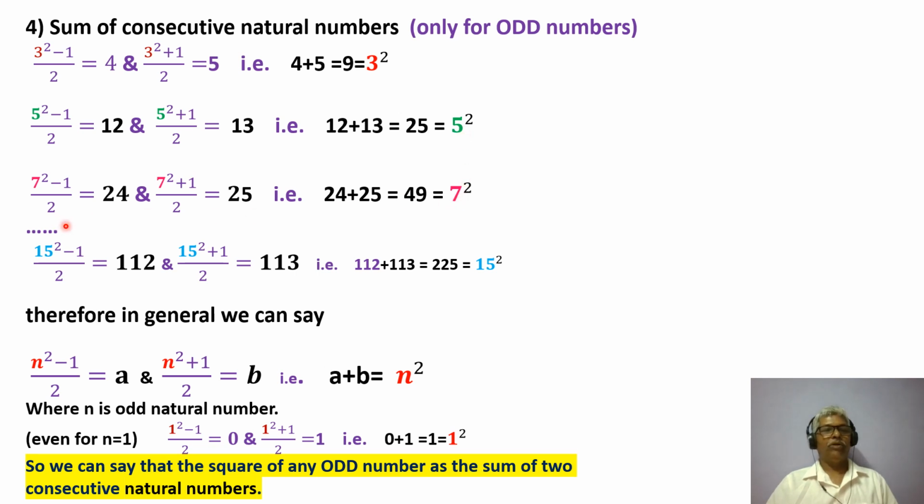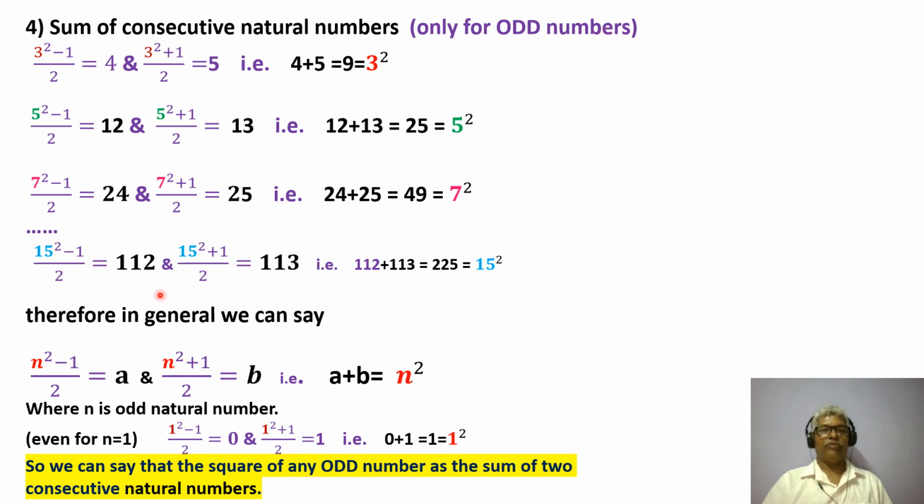For 7 square, what are the numbers? 7 square minus 1 upon 2 is 24. 7 square plus 1 upon 2 is 25. Two consecutive natural numbers. 24 plus 25 is 49, that is 7 square. So let us check for 15 now. 15 square minus 1 upon 2 is 112. 15 square plus 1 upon 2 is 113. So 112 plus 113 is 225, that is 15 square. Okay. So looking at this pattern, remember this is only for odd numbers.